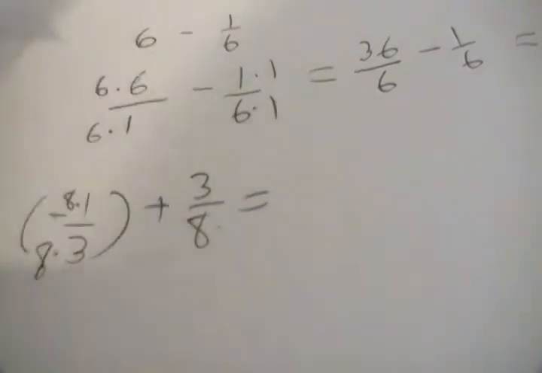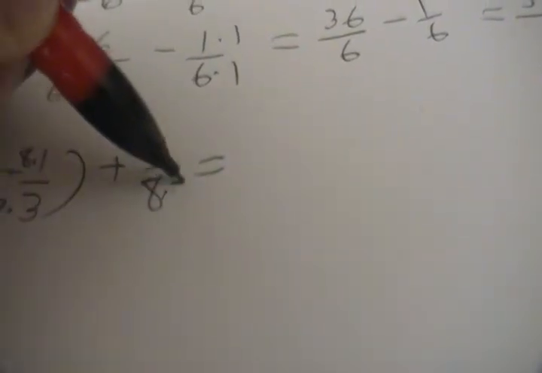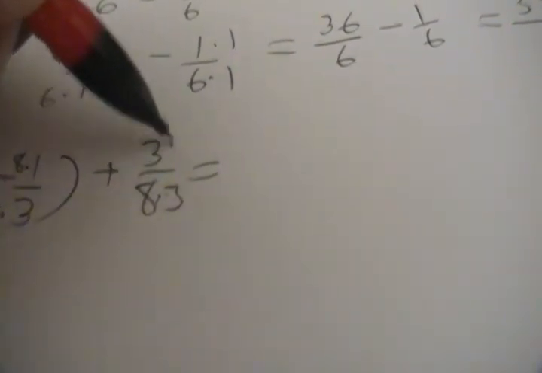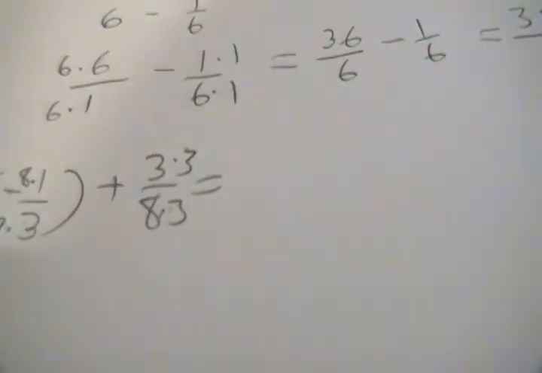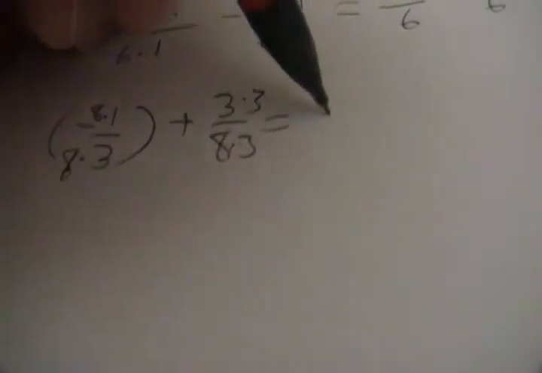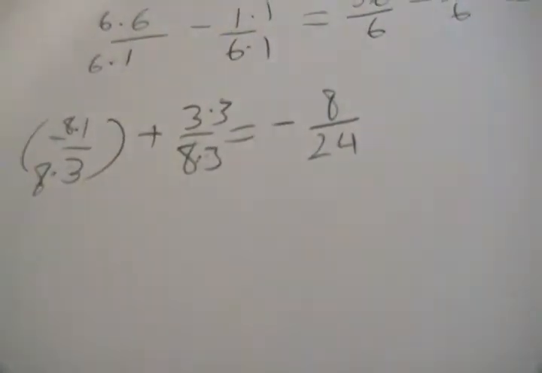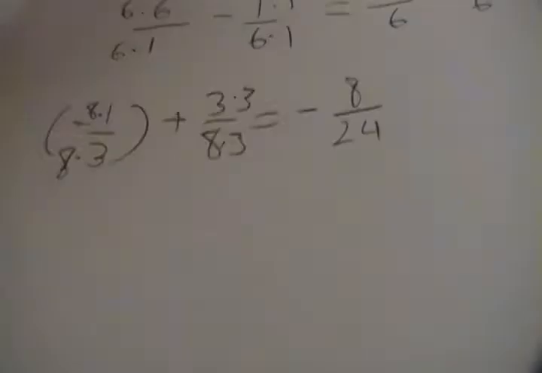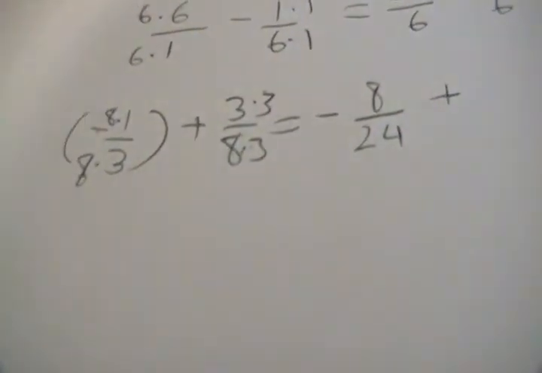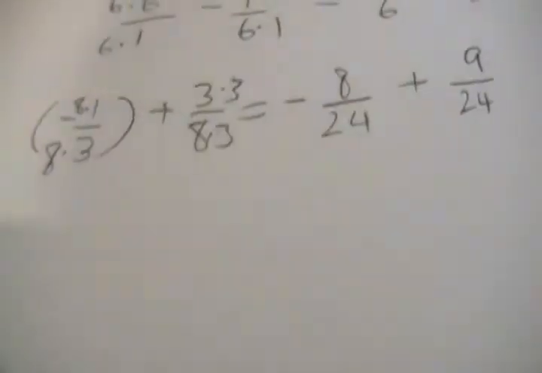Whatever you multiply in the bottom, you have to do on top. So you multiply 8 times 1, and then here, you do 8 times 3, and then you have to multiply the numerator by 3 also. Okay? So when you multiply it out, you get negative 8 over 24, plus 9 over 24.